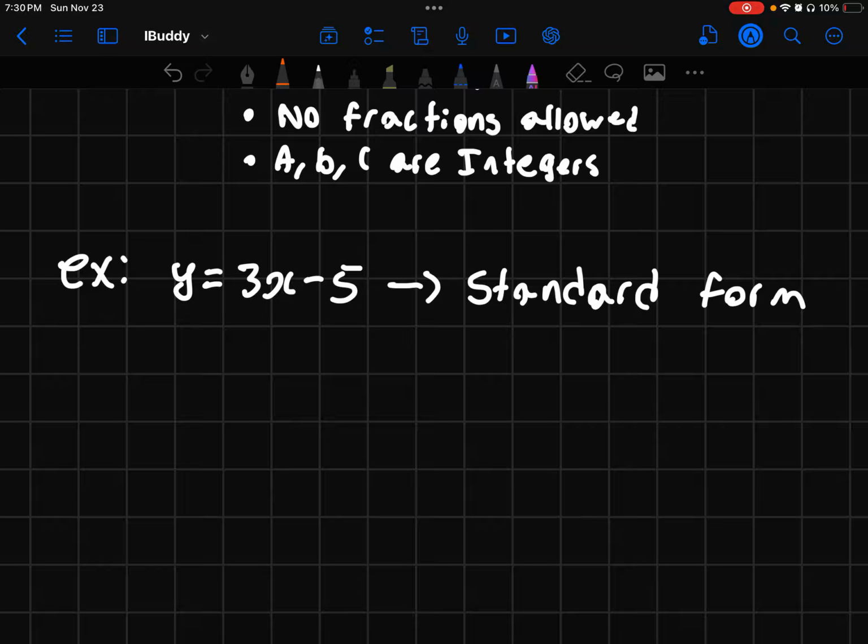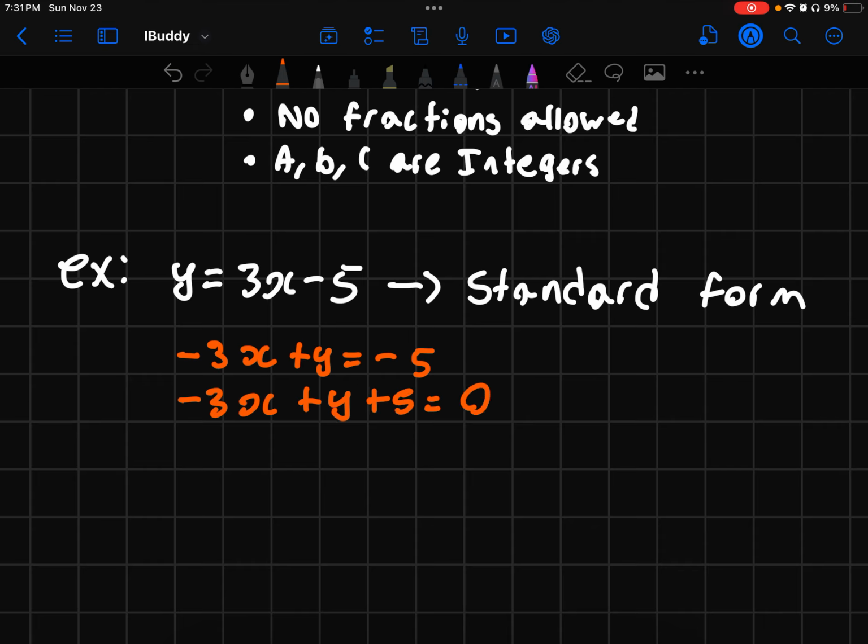Okay, so first what we're going to do is move the x terms to the left. So that will become negative 3x plus y is equal to negative 5. Then we're going to also move the negative 5 over. So negative 3x plus y plus 5 is equal to 0.